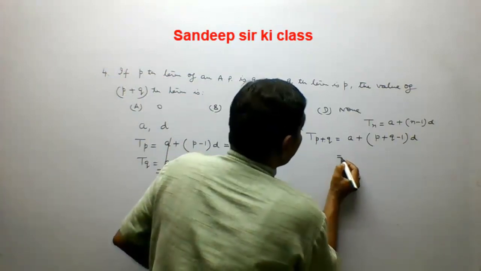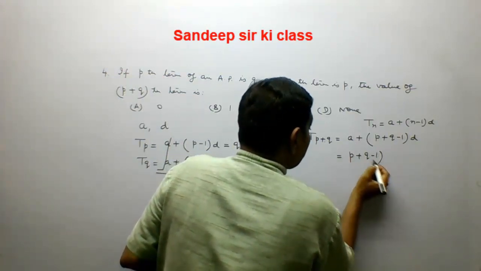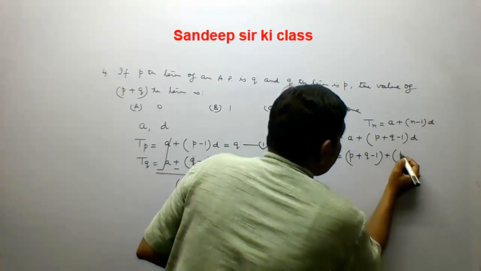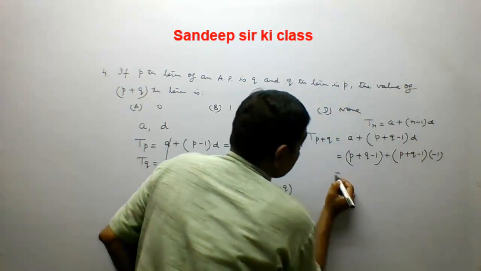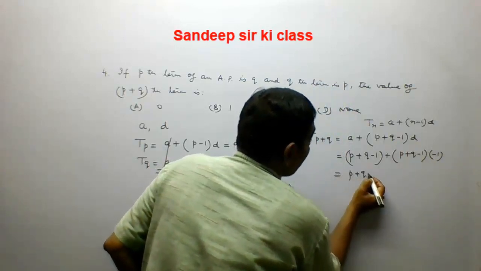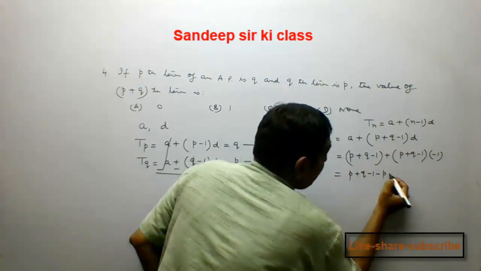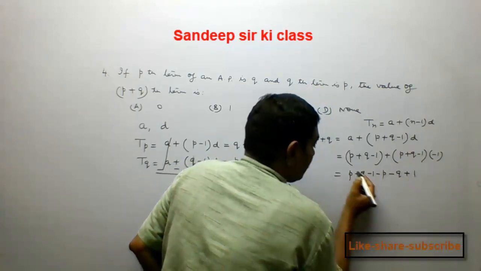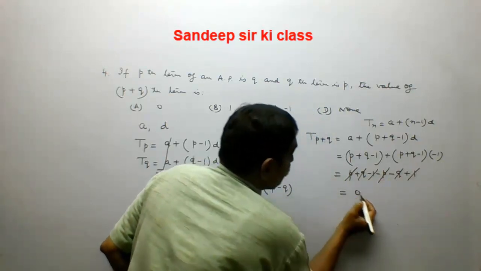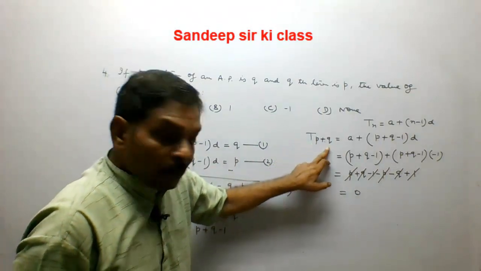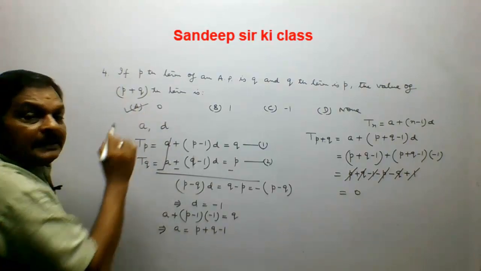Now the value of a and the value of d I can put here. So T(p plus q) will be (p plus q minus 1) plus (p plus q minus 1) into minus 1. This is equal to p plus q minus 1, minus 1 multiplies this, so minus p minus q plus 1. All are cancelled. This gives us that the (p plus q)th term is 0. Here our option A is the correct answer.